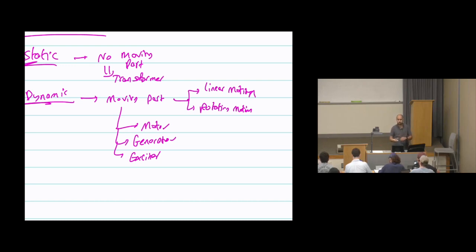Then in any rotating machine, there are stationary parts, non-moving parts, and then we have moving parts. The stationary part is called the stator. Then there is a moving part called the rotor. Today's lecture, we will go through the generators.